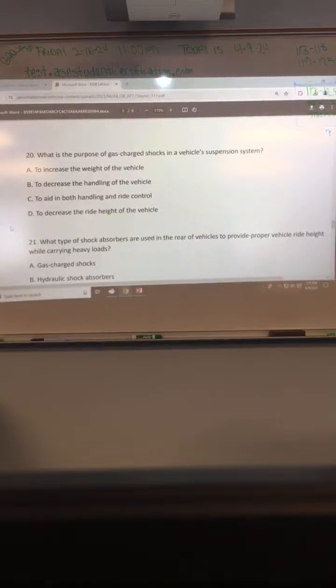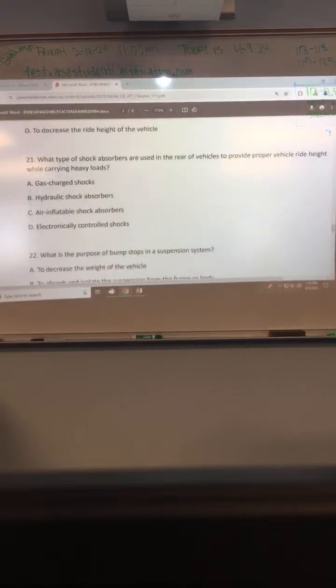20. What is the purpose of gas charged shocks in a vehicle suspension system? C, yeah. Certainly not gonna increase the weight, and you don't wanna decrease the handling of the vehicle. You don't wanna decrease the ride height of the vehicle. C is really the only logical answer.